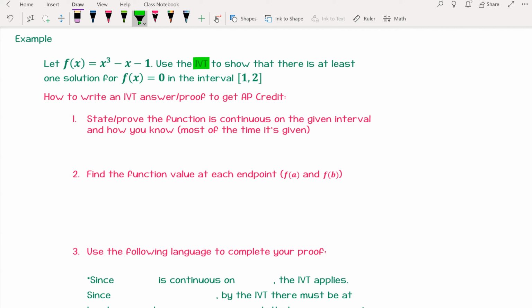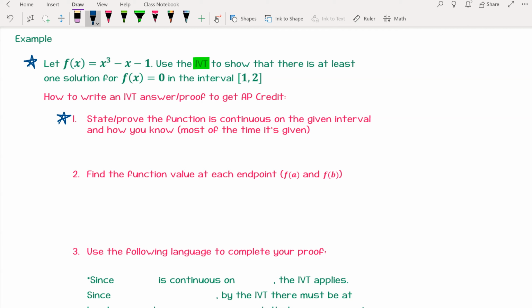So the AP graders are pretty strict, they're pretty hardcore, and they have expectations on y'all. So we're going to go through these expectations. The first thing you need to do is state or prove that the function is continuous. So we're here. State or prove that the function is continuous on the given interval, and how you know. Most of the time this is given. So really quick, let's go back to our question. Let f of x equal this thing. Use the IVT to show that at least one solution.